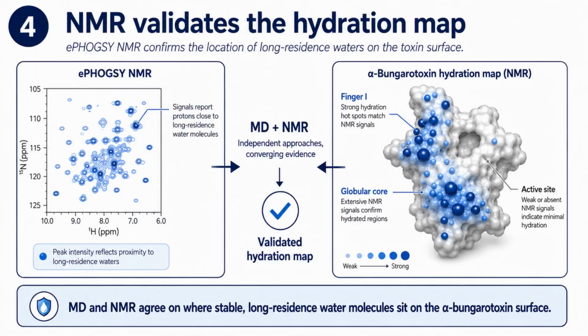The next step was NMR. Epoxy experiments detected protein protons that are close to long residence water molecules. These measurements supported the hydration pattern predicted by molecular dynamics. Together, MD and NMR produced a validated map of the toxin hydration shell.